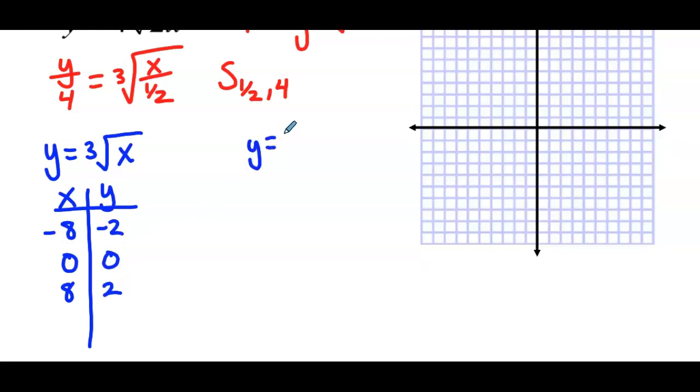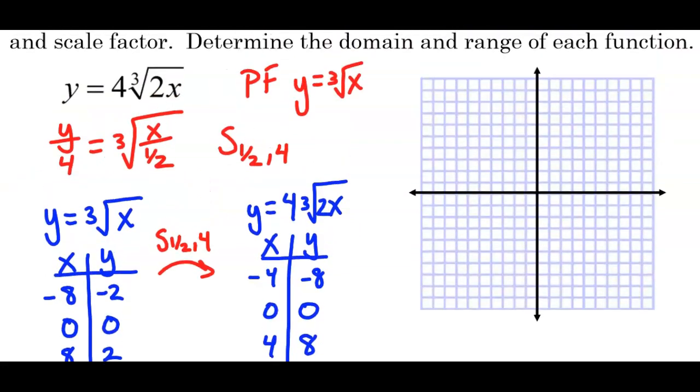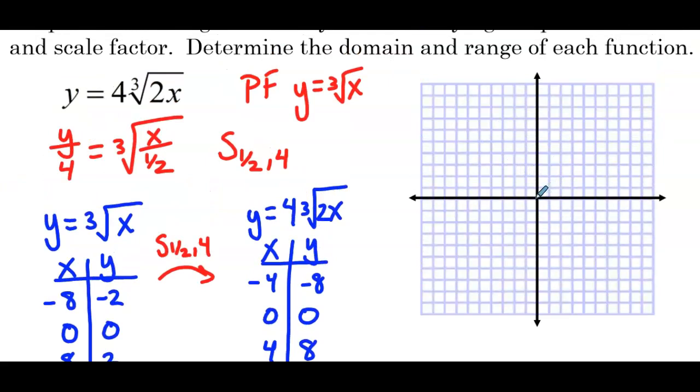So then to graph 4 times the cube root of 2x, create our table of values. Okay, so scale factor of 1/2, 4. What does that look like? Okay, so we have -4, -8, 0, 0, and 4, 8. So if we plot those 3 points, so we have 0, 0, -4, -8, and 4, 8.